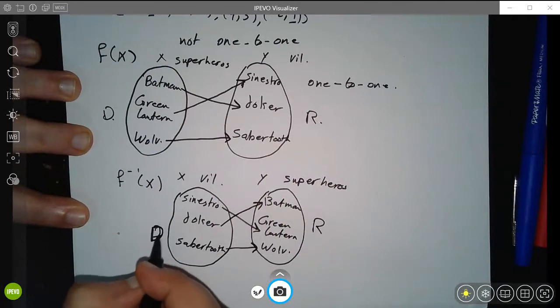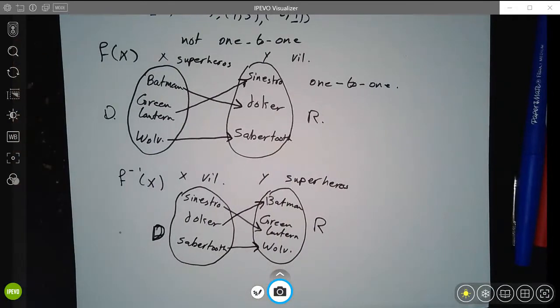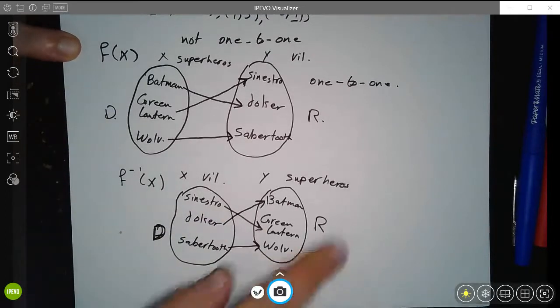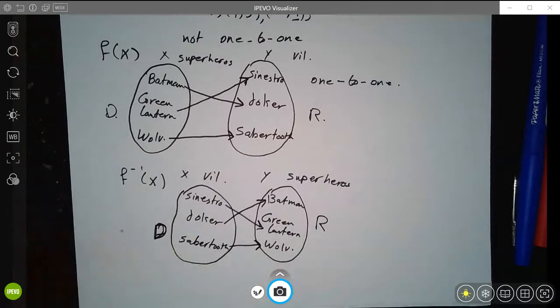They switched. So from this relation, you can see that the domain of the main function would be the range of the inverse. And the range of the main function would be the domain of the inverse. Okay? Actually, flip is not the right word. They switch. That's what happens.